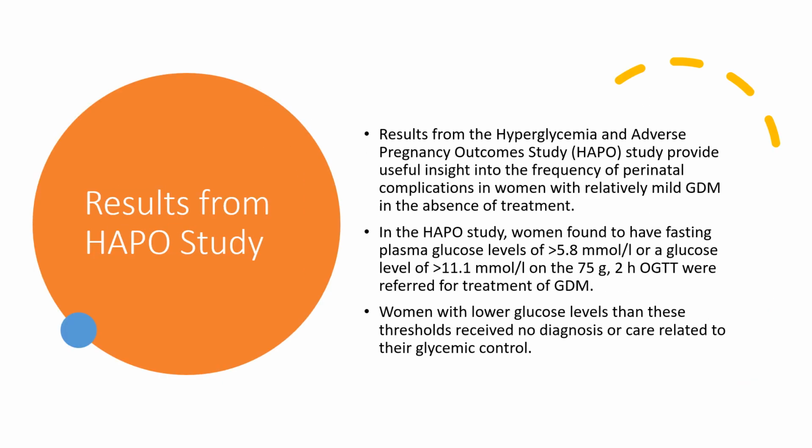Results from the Hyperglycemia and Adverse Pregnancy Outcome Study, or HAPO, provide useful insights into the frequency of perinatal complications in women with relatively mild GDM in the absence of treatment. In the HAPO study, women found to have fasting plasma glucose levels of greater than 5.8 millimoles per liter or a glucose level of greater than 11.1 millimoles per liter on the 75-gram 2-hour OGTT were referred for treatment of GDM. Women with lower glucose levels than this threshold received no diagnosis or care related to their glycemic control.